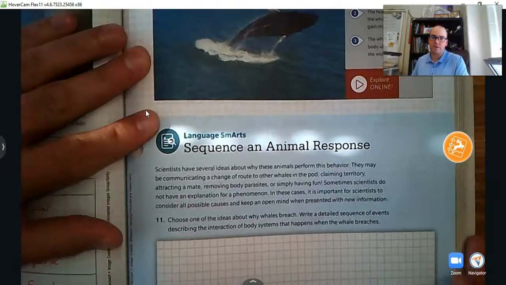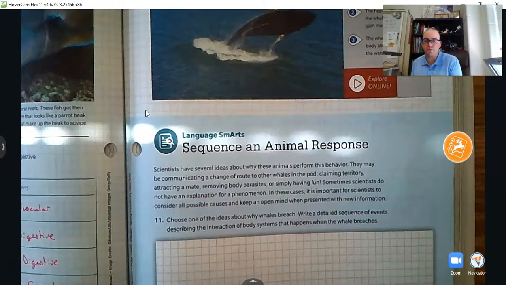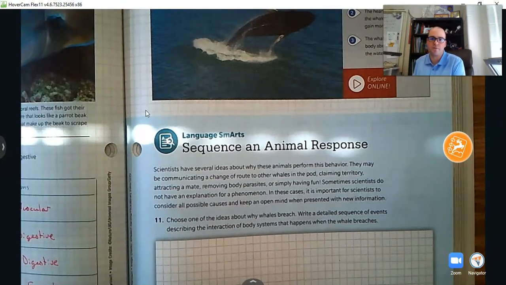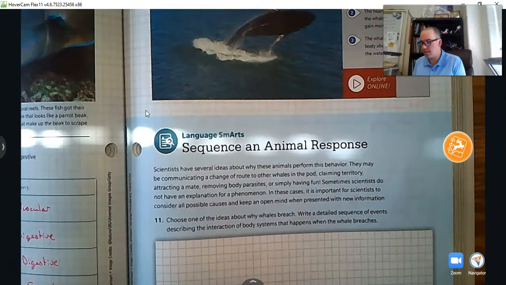So scientists have several ideas about why whales do this behavior. They're not even sure why, in some cases, the whales perform this behavior. They may be communicating. It may be a change of route to other whales in the pod. Maybe about claiming territory, attracting a mate, removing body parasites that get attached to it, or it just simply may be having fun. And so scientists do not have an exact explanation for this phenomenon, so they're still researching it.